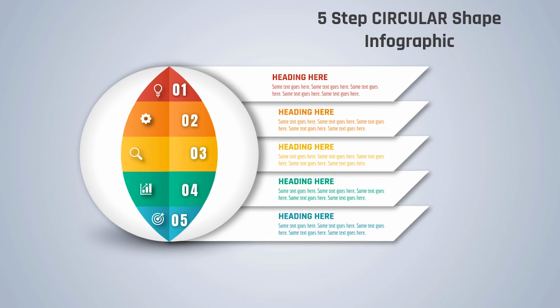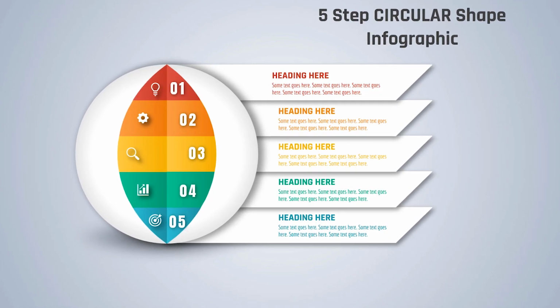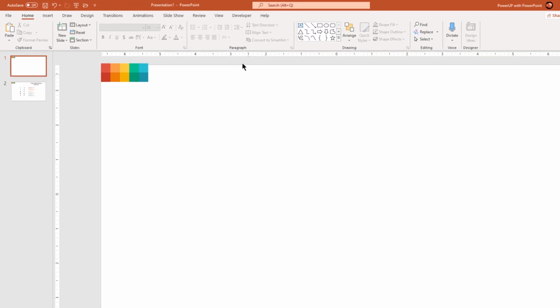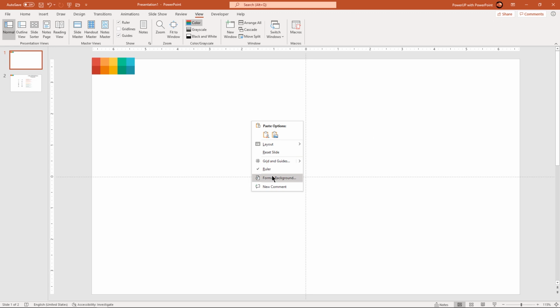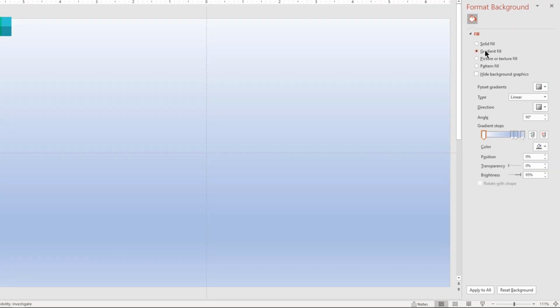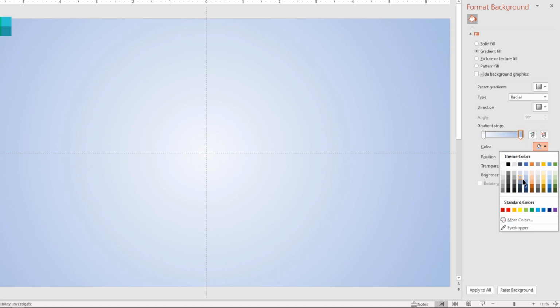Today we are going to design this beautiful infographic using PowerPoint. So let's get started. Let's first enable the guides and format the background with two-step radial gradient. Change the direction through center and change the stop colors to light blue and white color.